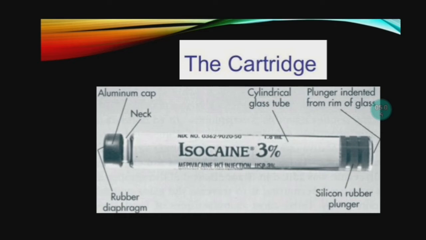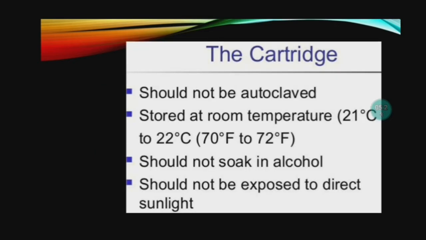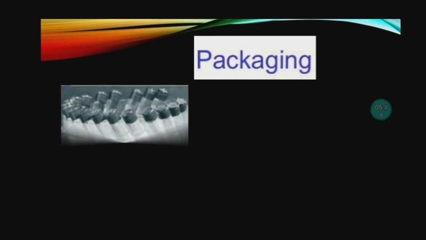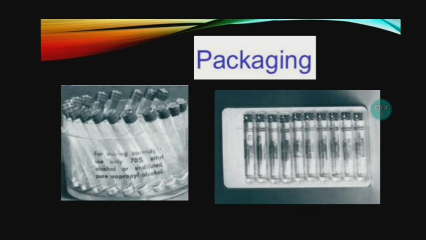As you can see, these are the types. You can see the aluminum cap, the neck, the rubber diaphragm, the silicone rubber plunger, the cylindrical glass tube, and the plunger indented from the rim of the glass. The cartridge should not be autoclaved, and should be stored at room temperature, 21 to 22 degrees Celsius, 70 to 72 degrees Fahrenheit. It should not be soaked in alcohol and should not be exposed to direct sunlight. The packaging.